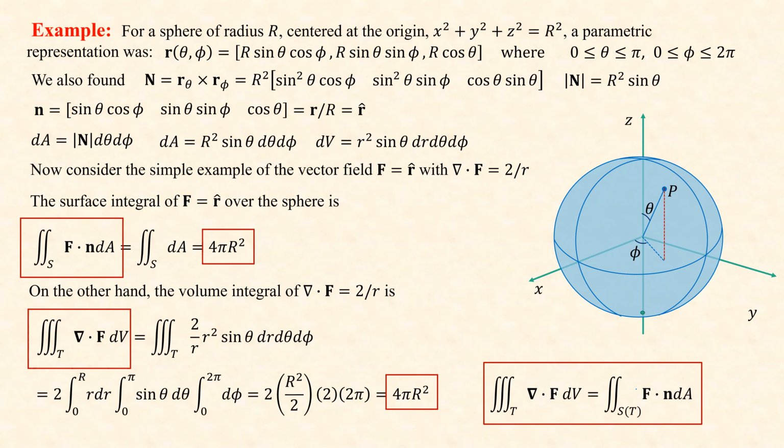The triple integral of the divergence of this function, which is r hat, is the same as the double integral over the surface of f dot n dA. Does it make sense? This is a very simple example that shows this equivalence and confirms the divergence theorem. Any questions?